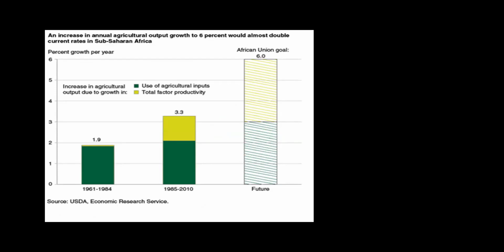We were talking of agricultural output. This is in sub-Saharan Africa again. In 1961, the agricultural output growth was 1.9. Between 1985 to 2010, the growth is 3.3. All right? In the future, hopefully, it will become 6.0. So there is that projection, but it is growing right now. The yellow one is the total factor productivity. They've increased their use of inputs, but the factor productivity is very low. In the future, you increase your input a little bit, but you are expecting a lot of total factor productivity. Okay, that ends the presentation for quantitative.